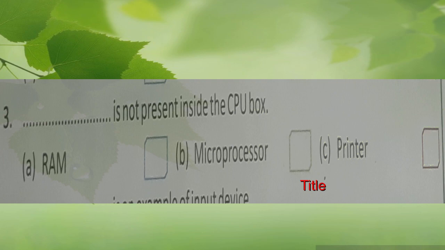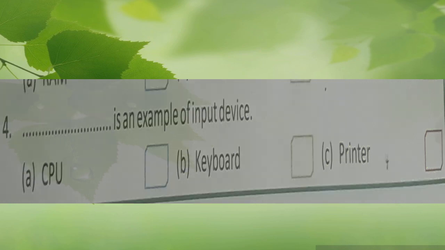Okay. Third question, dash is not present inside the CPU box. Here we can see 3 options: RAM, microprocessor and printer. We have to find out which one is not present inside the CPU box. RAM and microprocessor, these 2 devices we can see inside the CPU box. Which device is not present inside the CPU box? That is printer.